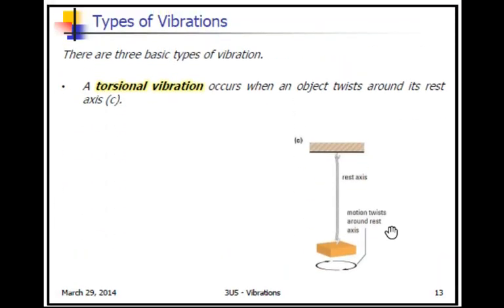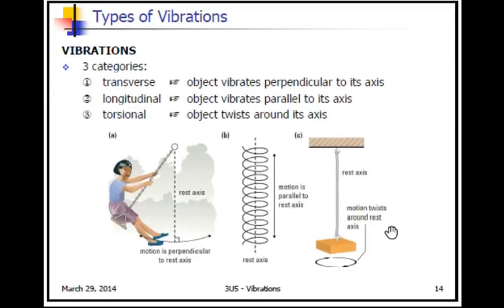And then lastly, we have the torsional vibration. This is when an object twists around a rest axis. So if you have maybe a yo-yo or some sort of hanging toy, and you spin it around and you watch it unravel itself, that would be a torsional vibration. So these are the three types of vibrations: transverse, longitudinal, and torsional.